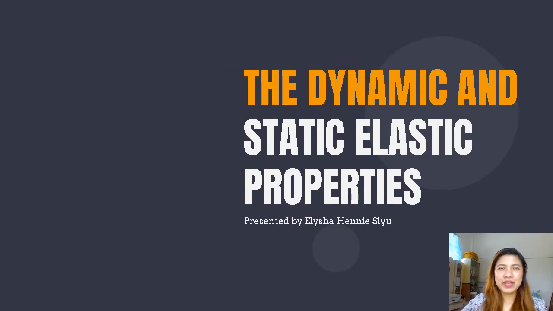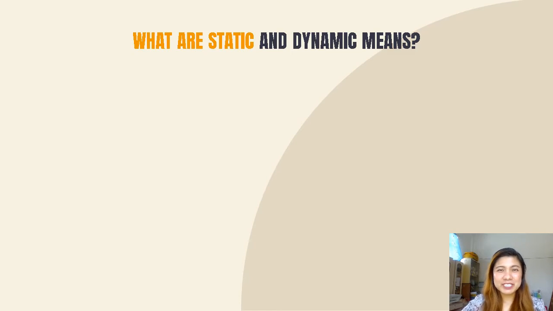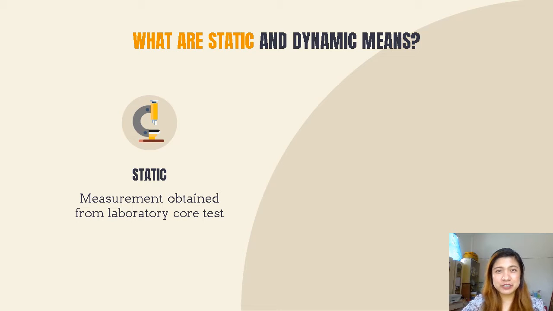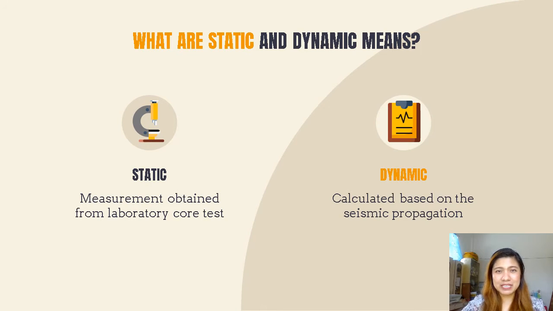Without further ado, I would like to start the presentation with the first topic, which is dynamic and static elastic properties. Firstly, what do the static and dynamic terms mean? In general, static is the measurement obtained from laboratory core tests. This is when pressure is applied on the rocks and the deformation of the rocks is measured. As for dynamic, it is usually calculated from the well logging method or seismic prospecting method.